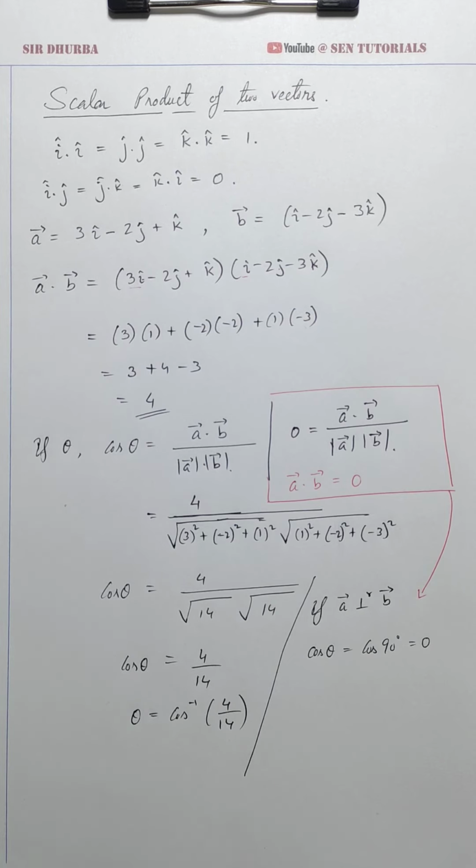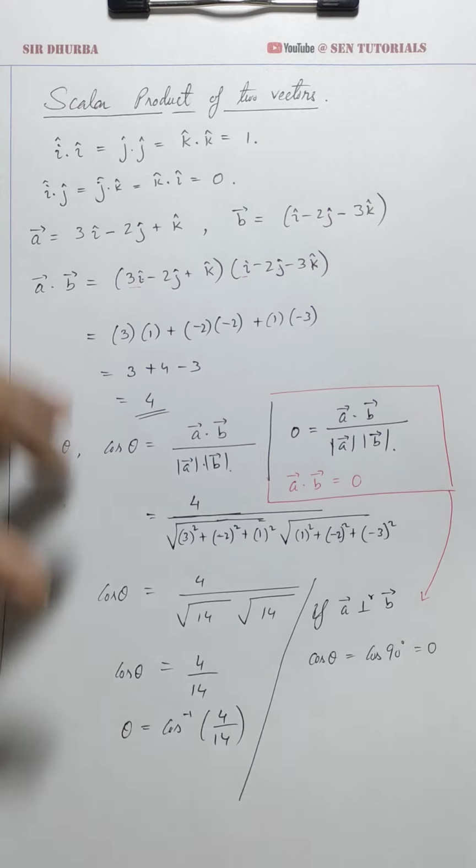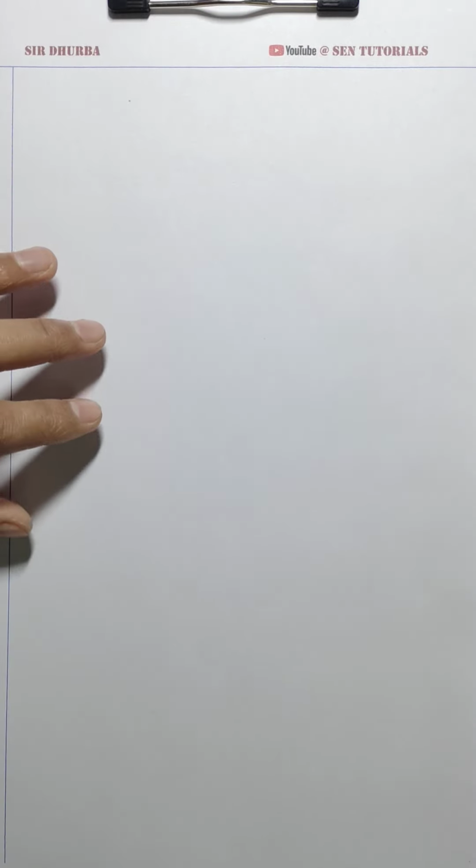So the dot product is not very complicated at all. Now, what about the cross product?